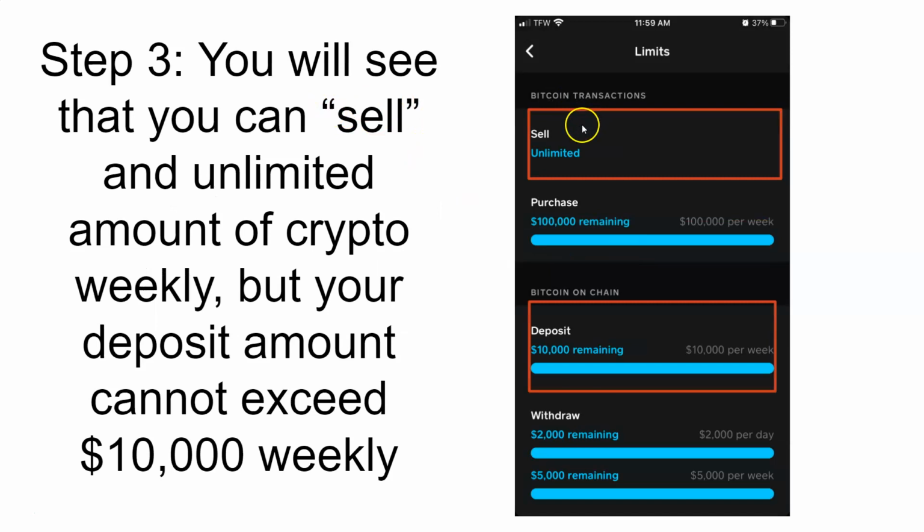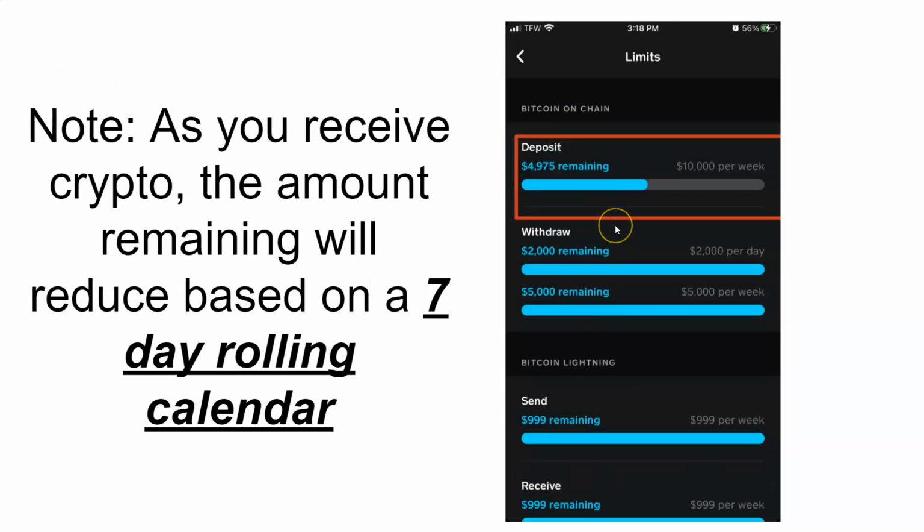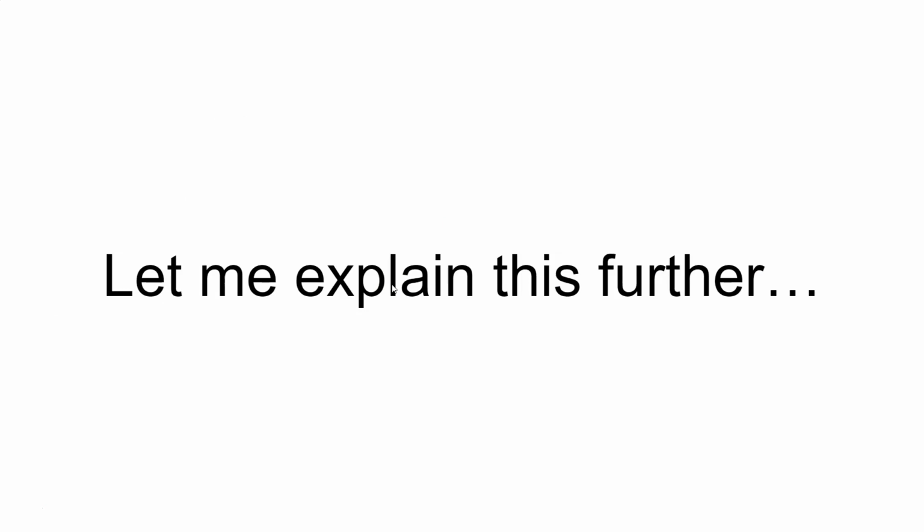You will actually see that you can sell an unlimited amount of crypto weekly, but your deposit amount in crypto cannot exceed $10,000, in the form of USD value. As you receive crypto, the amount remaining will reduce based on a 7-day rolling calendar. When I got that initial Litecoin that I converted to Bitcoin, it dropped my amount remaining for the 7 calendar days to $4,975. So I want to explain the 7 calendar day rolling period a bit further so that you understand what's going on there.